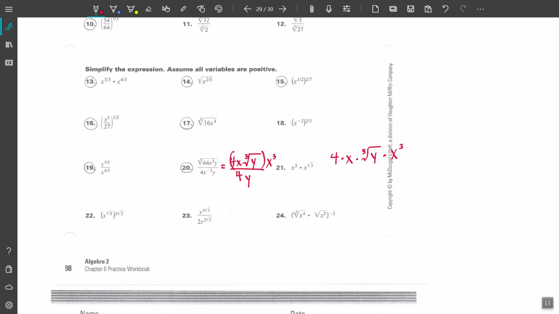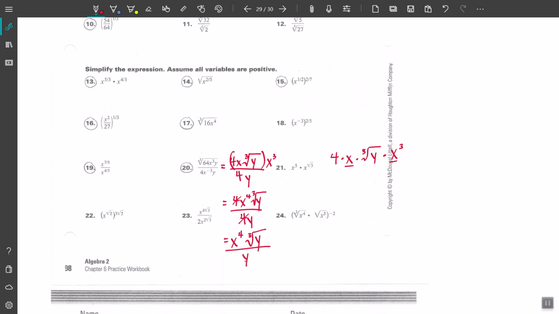All right, remember, if I'm multiplying together exponential expressions, I'm looking for things that have the same base. So the only things that have the same base are these two right here. So instead of x to the first times x to the third, it'll be x to the fourth. So that new numerator up here is 4x to the fourth cubed root of y. And then down here I have a 4y. There's one more simplification we can make, and that is to divide the 4's with each other. And so we end up then with x to the fourth times the cubed root of y over y.